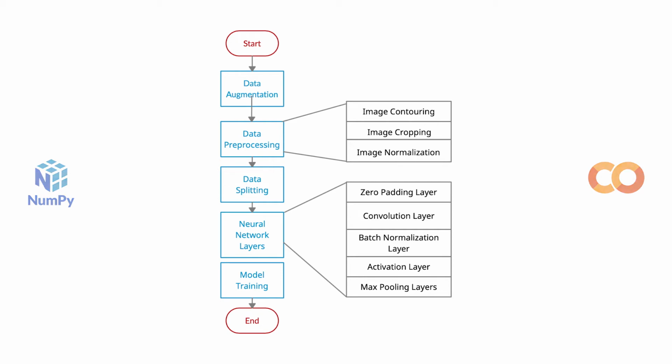For every image which has a brain tumor, we created 6 other images, and for every image which does not have a brain tumor, we created 9 other images. We will discuss data pre-processing later in the video. Let's come to data splitting. We use 70% of the data for training the model and the rest 30% for testing it.